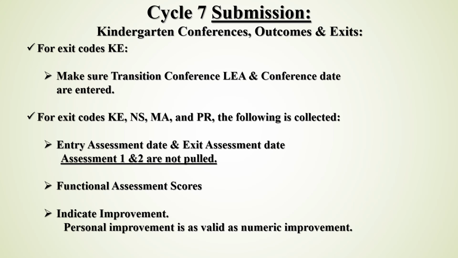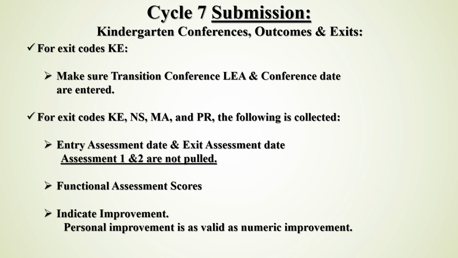Be sure that all information has been entered for all children transitioning to kindergarten, including the transition code, the transition conference date, and LEA number with whom the kindergarten conference was held. Make sure that the entry outcome assessment dates and scores for the three outcome areas are entered for all children. This should be the original assessment date and scores from when the child was referred. Assessments 1 and 2 are not required, but exit outcome scores and indication of improvement is for the exit codes of KE, NS, MA, and PR.